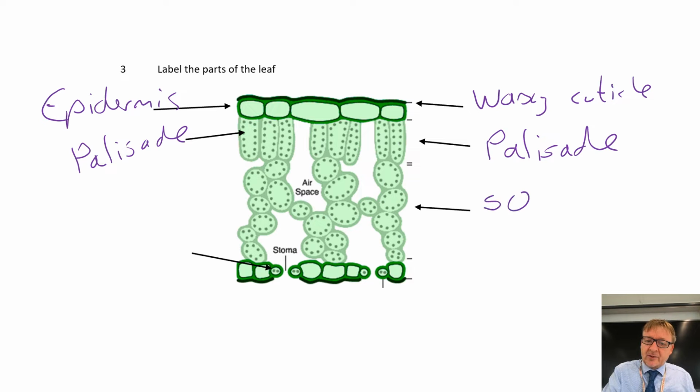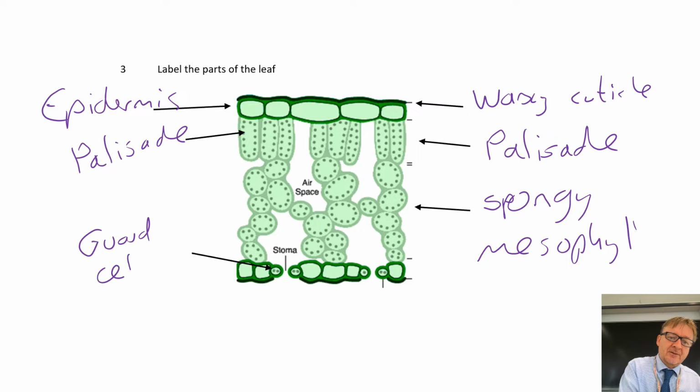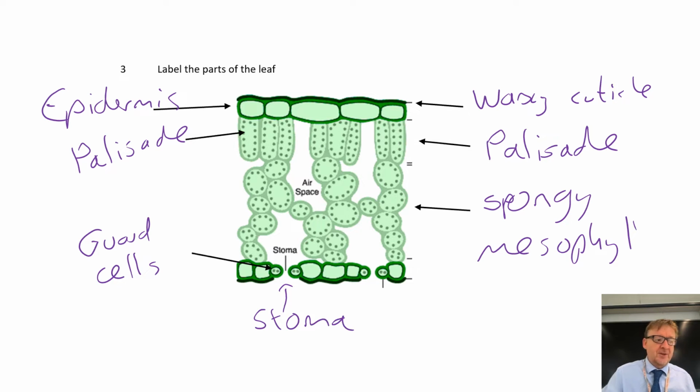Here we've got spongy mesophyll. What they are is cells with lots of gaps in between, and hence the spongy mesophyll. Here we've got guard cells. Those are the ones on the outside, and then we've already labelled the stoma, which is basically the hole.